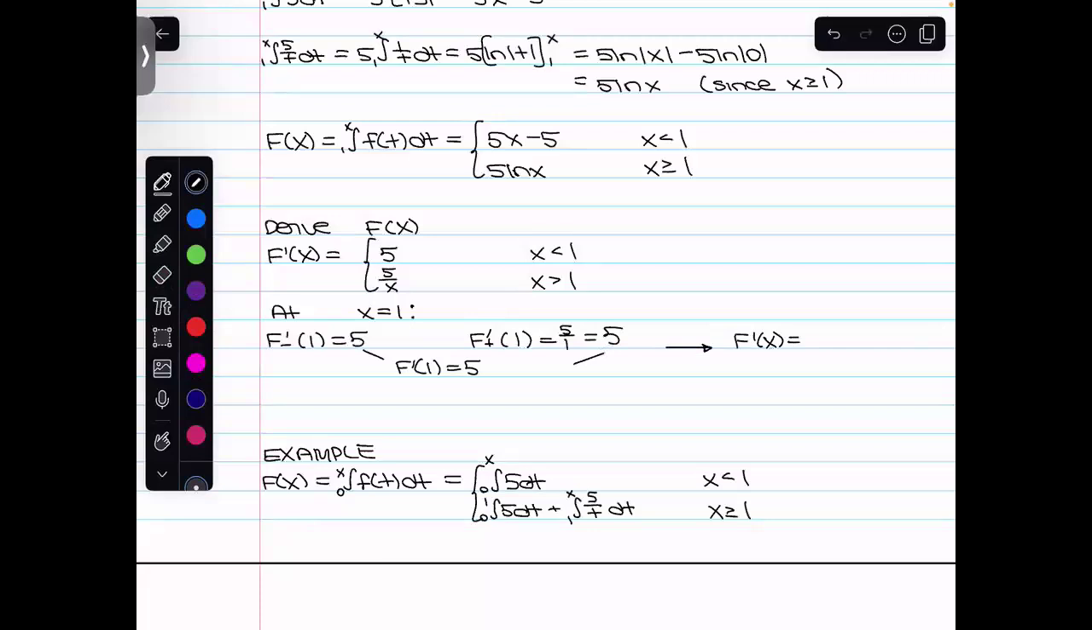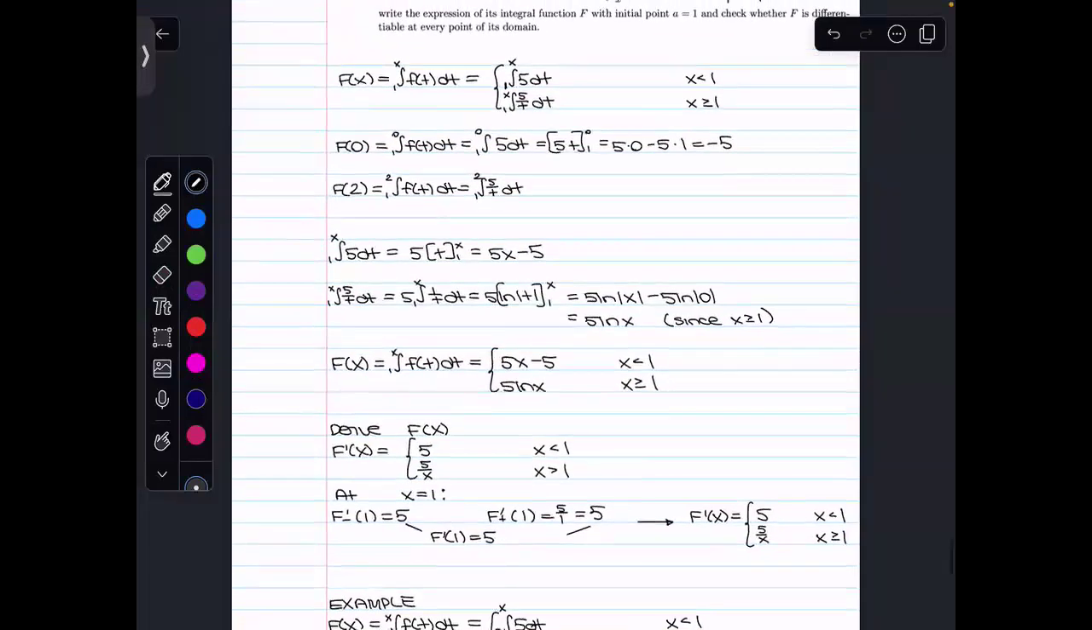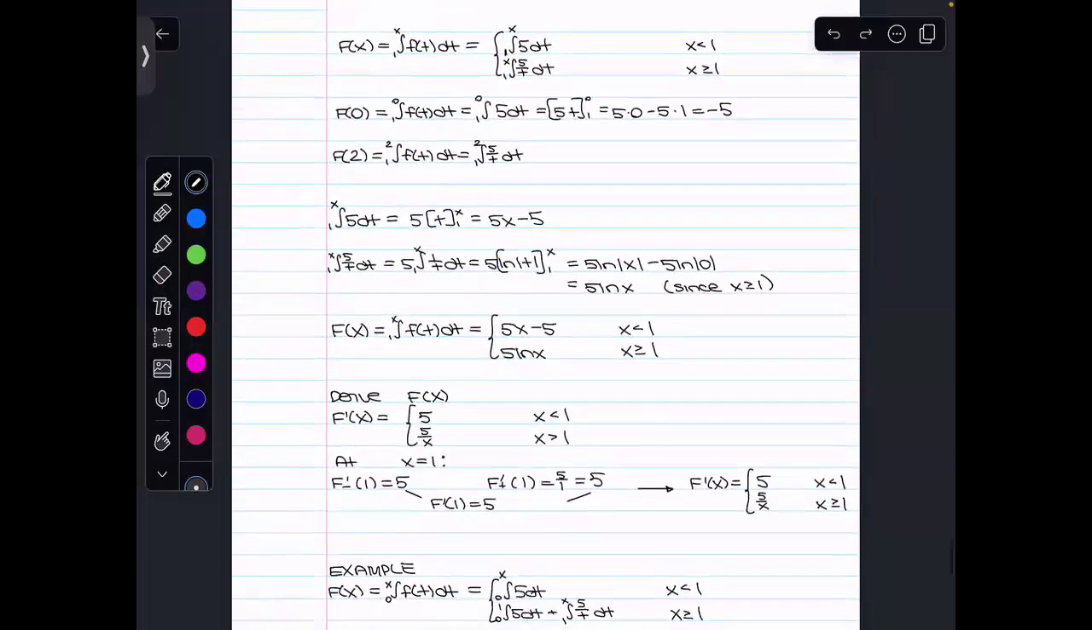So the final answer here would be that you have 5 and 5 over x, and you can put the equal sign for either one, doesn't matter which one, because the function is continuous anyway. So I'm just going to put it for the second one, just so it's consistent with what we had at the beginning. But keep in mind that when it is continuous, the equal sign, you could have put it there, and that's fine as well. It's still the same function.